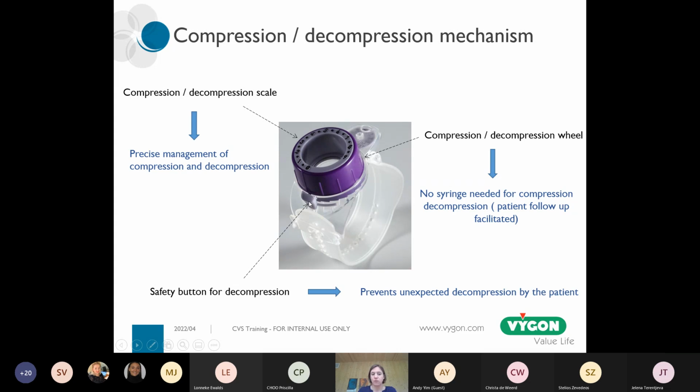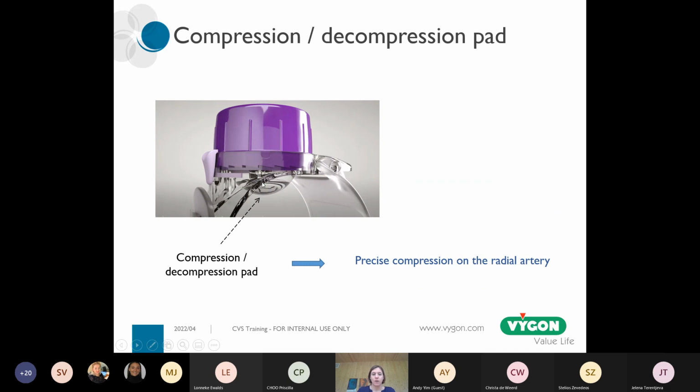Here you have the safety button for decompression. It allows to prevent an unexpected decompression by the patient. This is a safety button. Here is the compression pad. It is a very precise compression pad, so you have a precise compression on the radial artery.